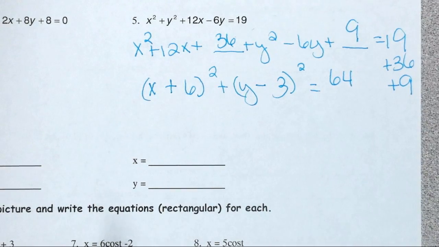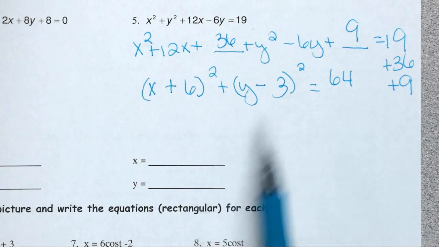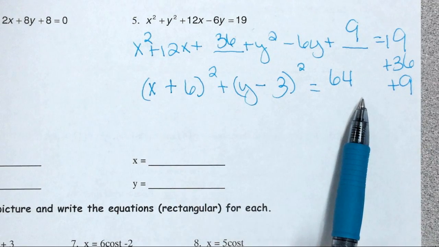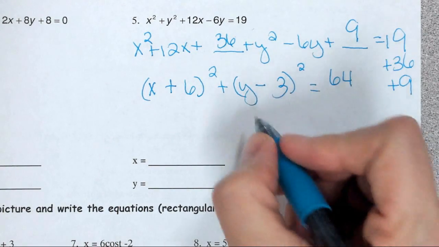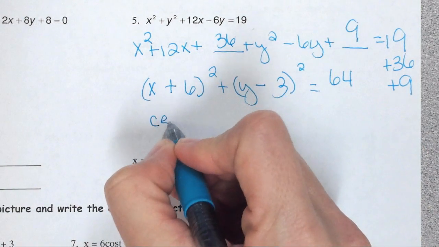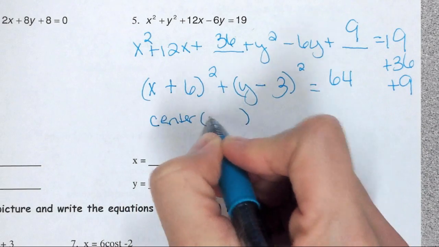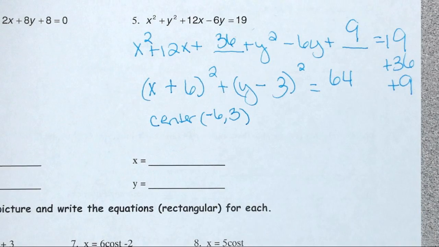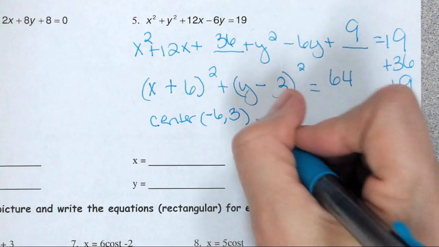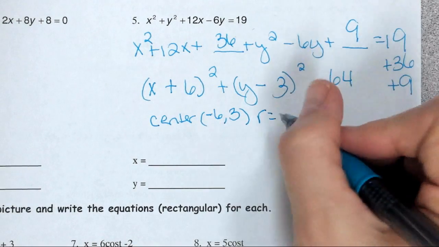Okay. This is not an ellipse. It's a circle. So do I have to divide this? Say no. No. This is done. Now to finish it, let's go write down our center. What is our center here? Negative 6, positive 3. Perfect. Negative 6, positive 3. Remember to pull out of the rectangular, you have to take the opposite. What is my radius going to be? 8. Good job.